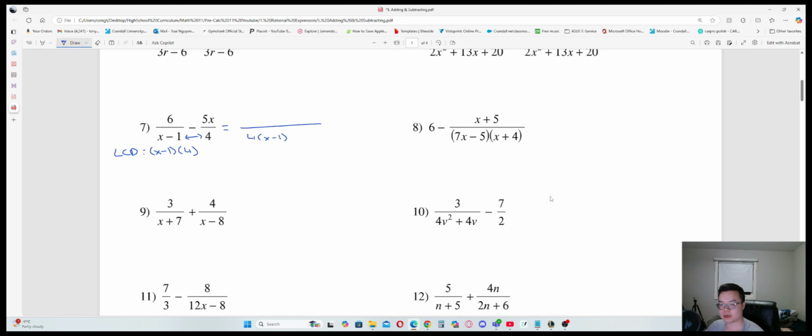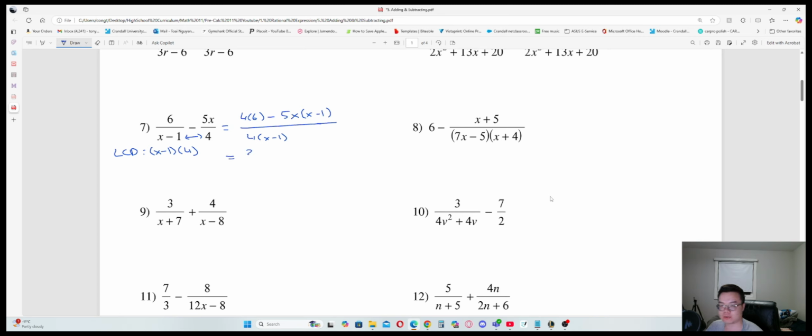So the first one here, I need to times 4 because I need to times 4 to have the same lowest common denominator here. So we have 4 times 6 minus 5x, and the second fraction I need to multiply x minus 1 to have the same common denominator, so I have to multiply the numerator the same thing, so I'll have x minus 1.